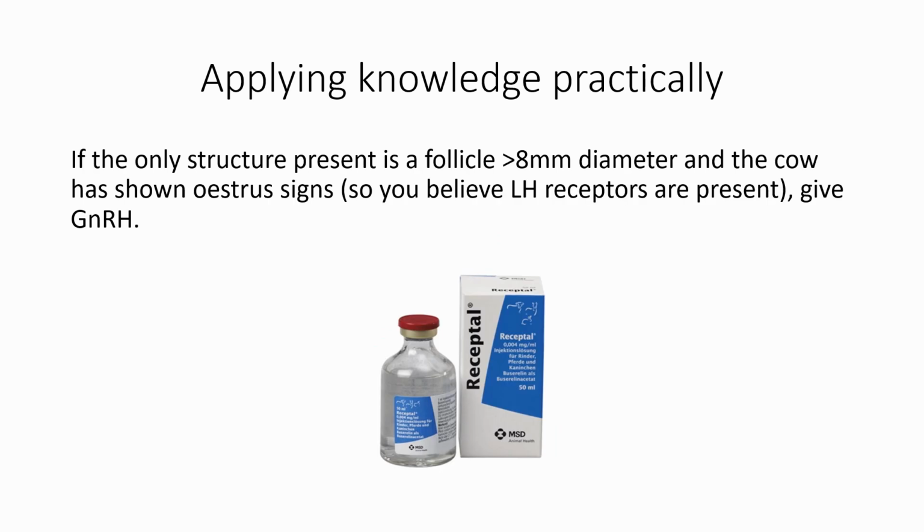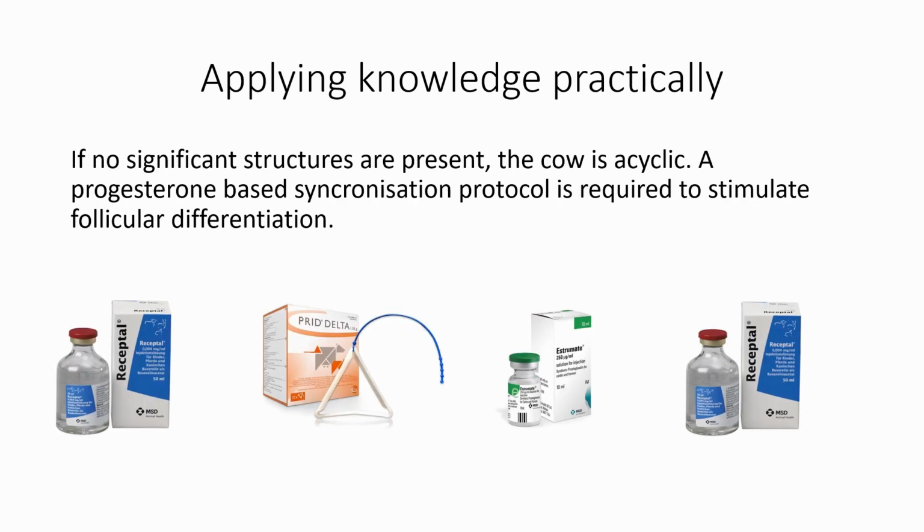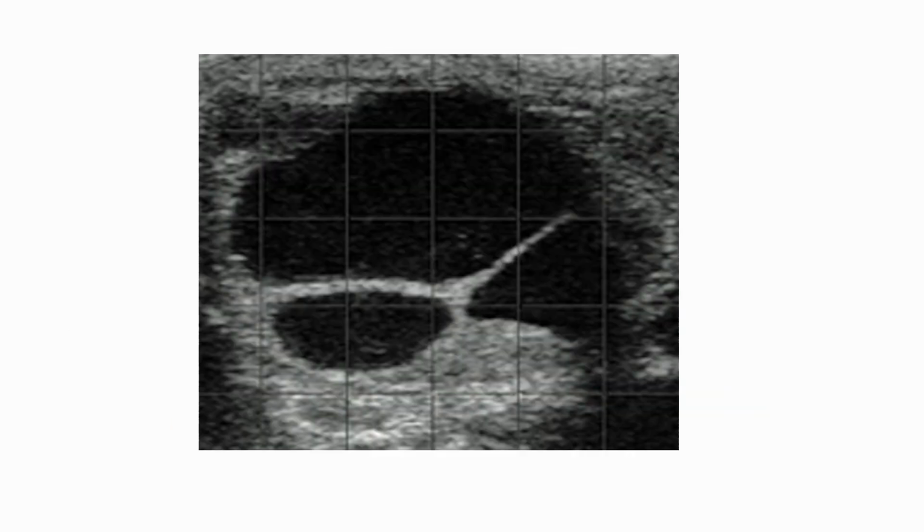If the only structure present is a follicle greater than 8 millimeter diameter and the cow has shown estrus signs, so you believe LH receptors are present on that follicle, you can give GnRH. And then if there's nothing on any ovary, then the only thing that you can do would be a progesterone-based synchronization protocol. One other thing to cover is cysts.